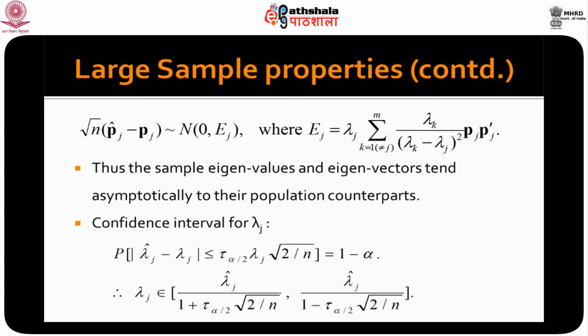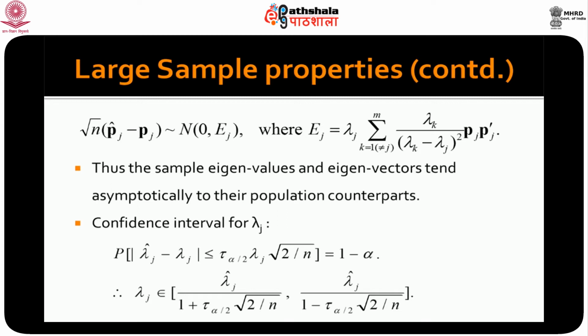So notice that lambda j hat is normal with mean lambda j and variance 2 lambda j squared by n. Therefore, the probability that the modulus of lambda j hat minus lambda j is less than or equal to tau alpha by 2 lambda j into root over 2 by n is equal to 1 minus alpha. Now what does this imply?